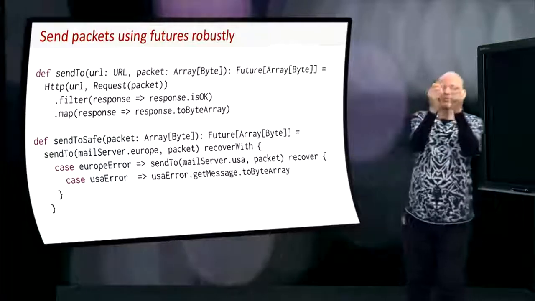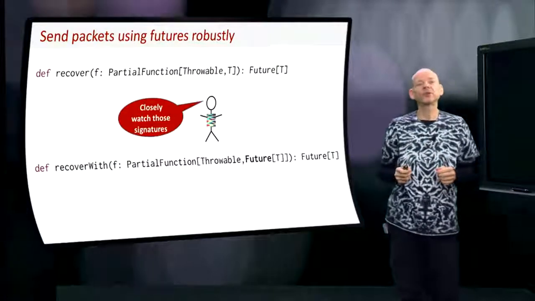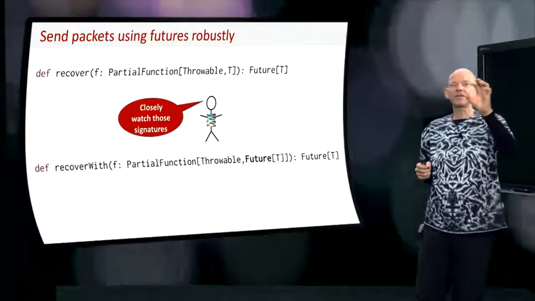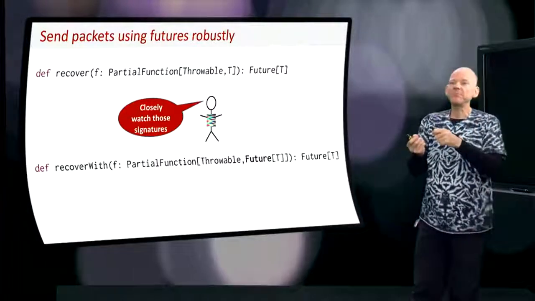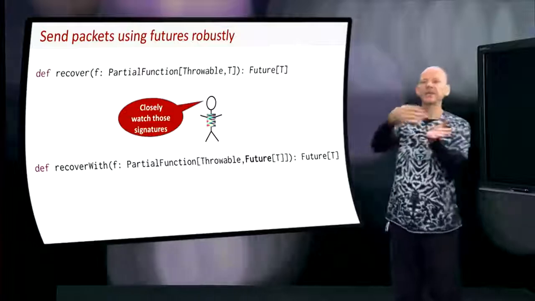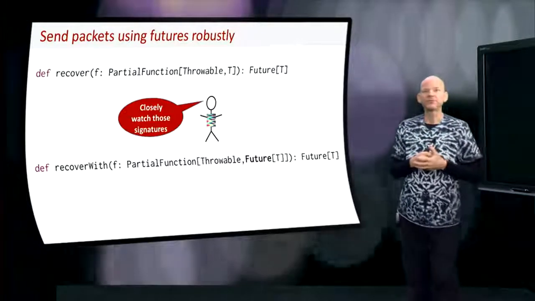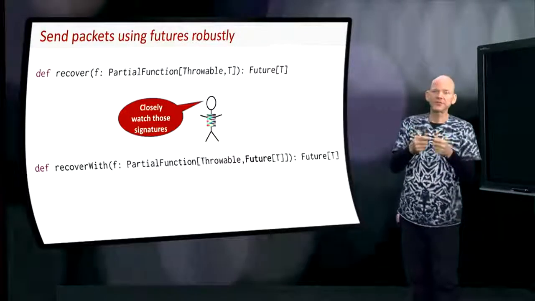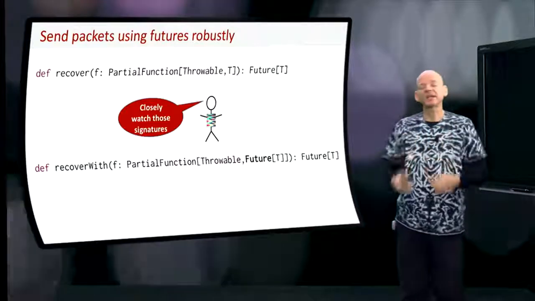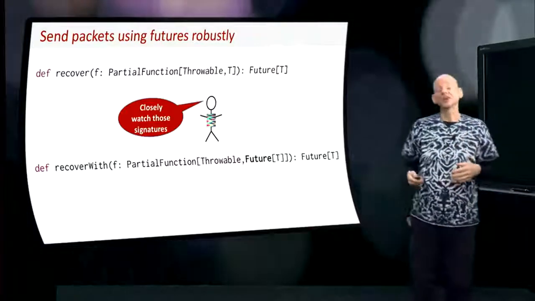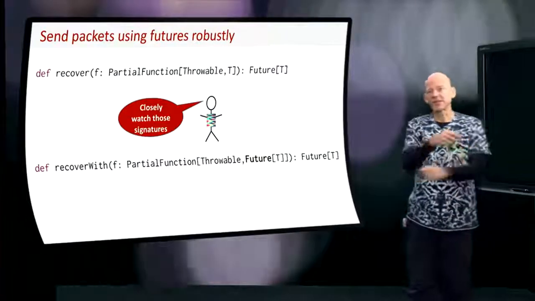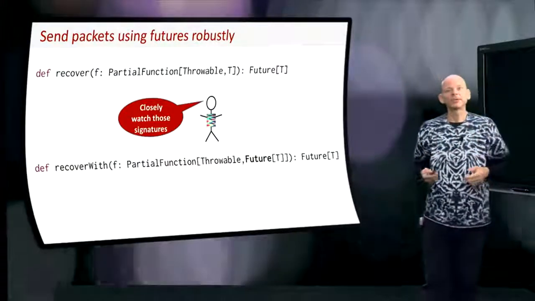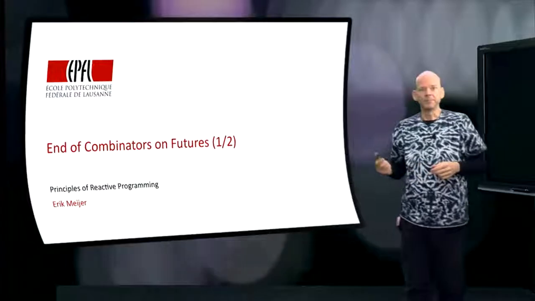But the thing here that I want to focus on is that recover and recover with are like the map and the flat map, but for the error case of the future. So instead of getting the value, they get the exception, but the signatures are the same for the rest. So there's an error channel and a regular channel, and they have the same operators defined on them.